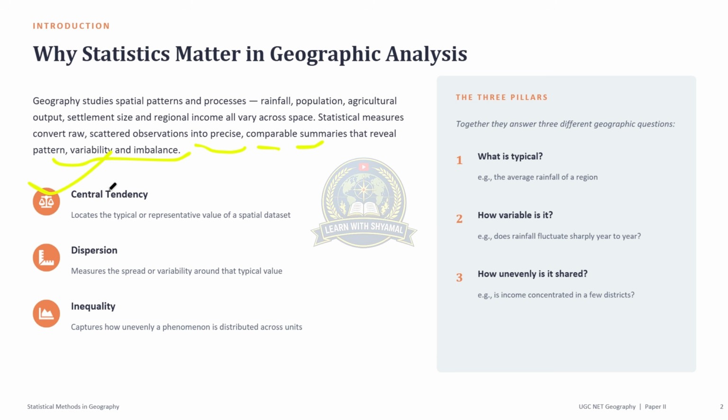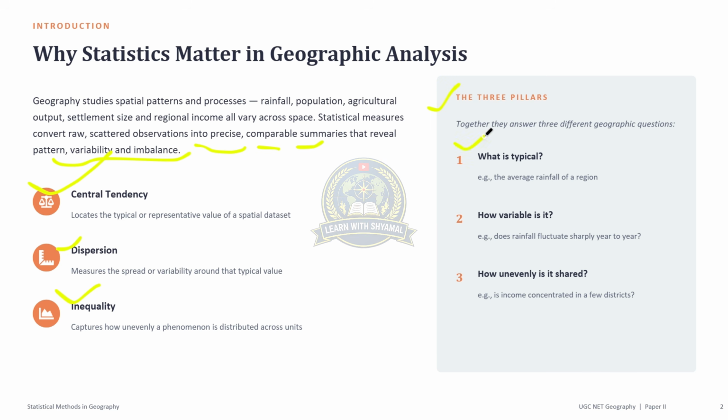Central tendency, that means looking at the typical or representative value of a spatial dataset. Dispersion measures the spread or variability around the typical value. Inequality captures how unevenly a phenomenon is distributed across units. The three pillars together answer three different geographic questions.